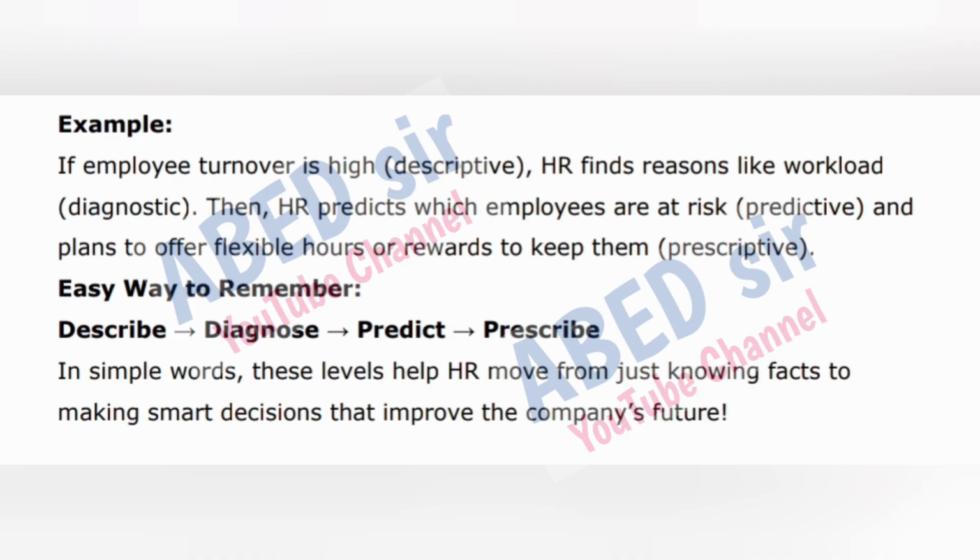Example. If employee turnover is high, HR finds reasons like workload (descriptive, diagnostic). Then, HR predicts which employees are at risk (predictive), and plans to offer flexible hours or rewards to keep them (prescriptive). Easy way to remember: describe, diagnose, predict, prescribe. In simple words, these levels help HR move from just knowing facts to making smart decisions that improve the company's future.